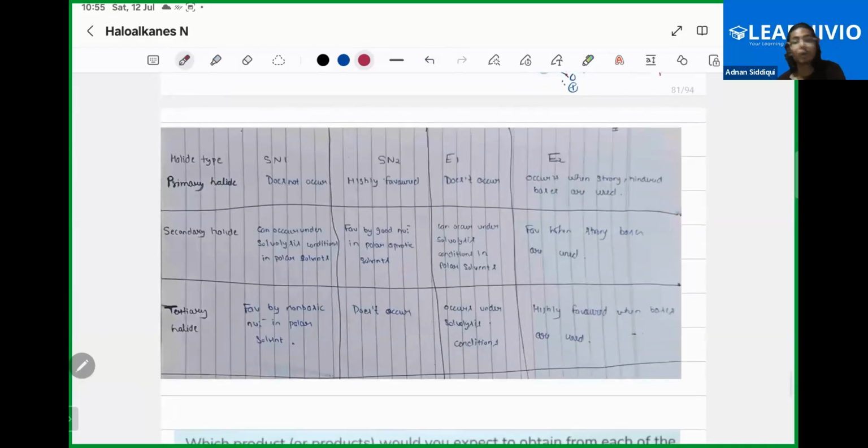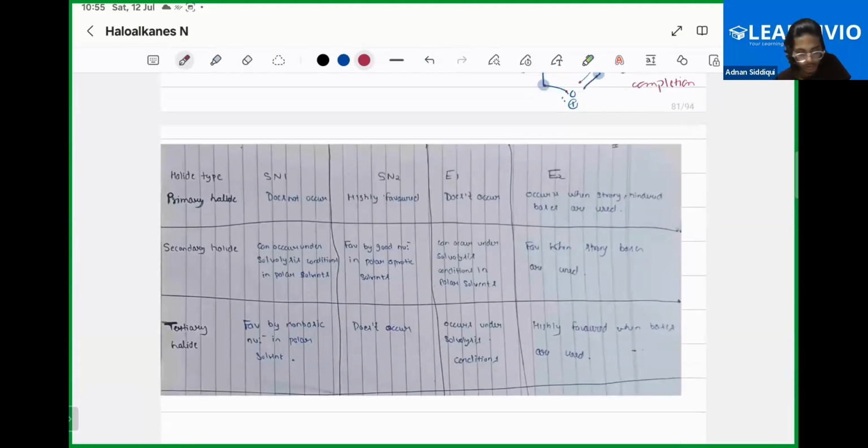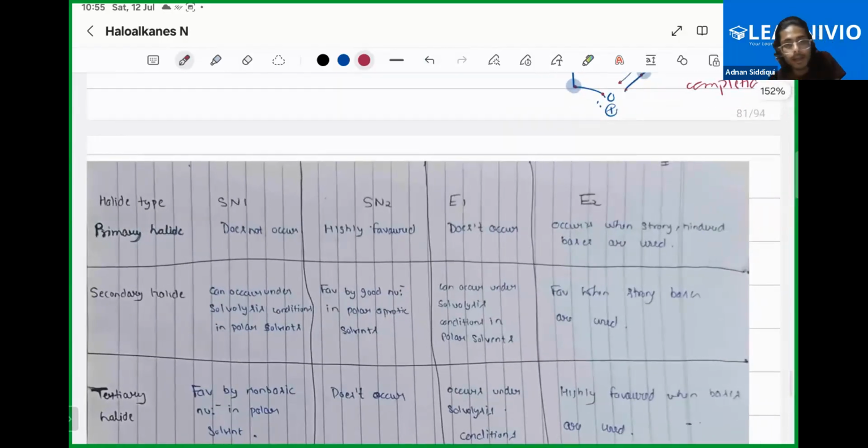Okay, so this is an overview. I have included all of the things like SN1, SN2, E1, E2. Let us go through it again. If you have a primary halide, 1 degree halide, SN1 will not occur. SN2 will be highly favored. E1 will not occur. E2 will occur, but you have to use a strong hindered base. If you are using a very strong, very bulky base, then it could perform some elimination even on a 1 degree substrate.